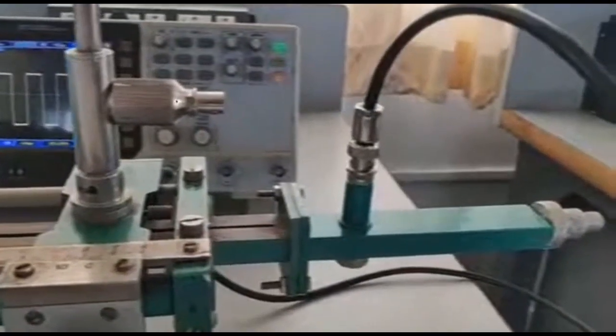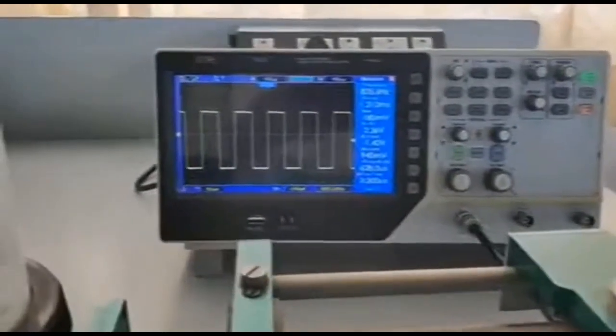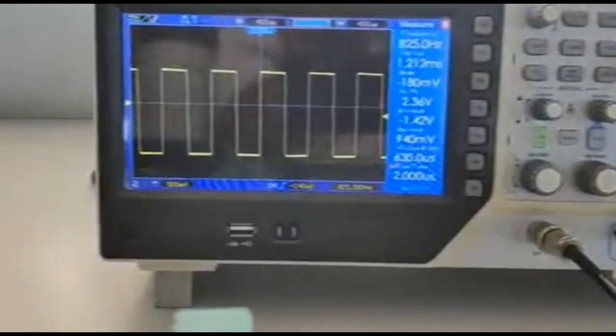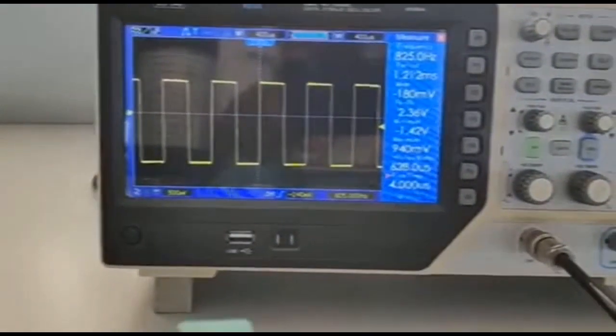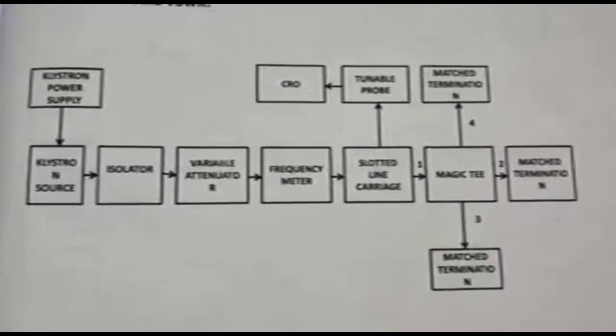So first, connect the detector mount and generate the mode, set the output to the maximum amplitude, and measure the voltage. So here the voltage is 2.36 volt. That is our voltage V1. So this is the experimental setup.